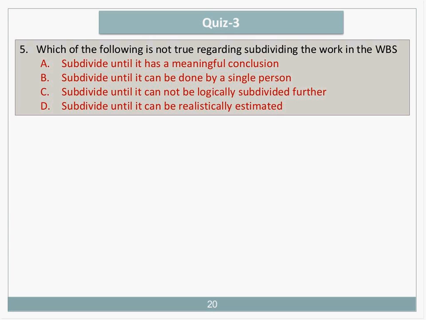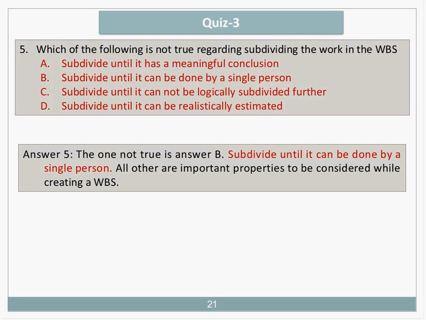So, first, subdivide until it has meaningful conclusion. I don't have a problem with that one. Subdivide until it can be done by a single person. Nope. A work package can be allocated to a group of people, or even outsourced to another company and controlled by means of a contract. So that seems to be a candidate. With that one, subdivide until it cannot be logically subdivided further. Yes, because that's how far you will go. And subdivide until it can be realistically estimated. That's also true. So the one out there is subdivide until it can be done by a single person.